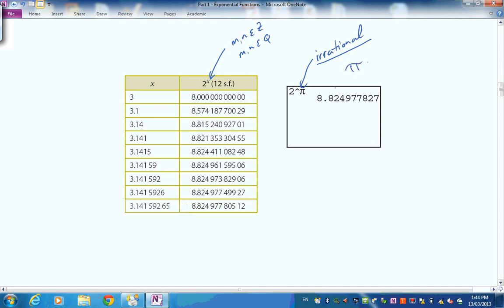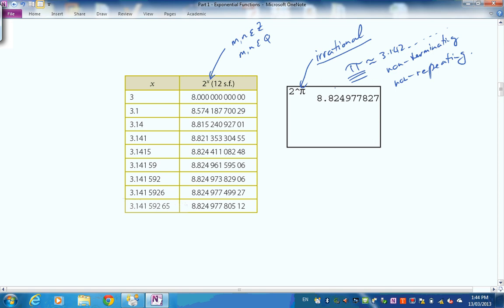Now pi is approximately 3.142, but it keeps going. It's a non-terminating and non-repeating decimal, so you can't write it as an exact ratio of integers. The only exact way of writing it is as pi, that symbol.